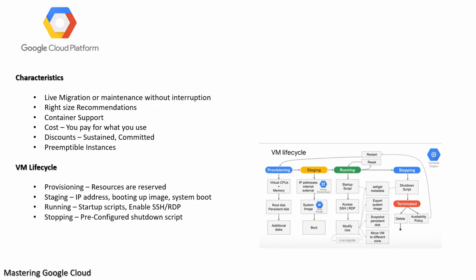It will go through the pre-configured startup script and enable SSH or RDP. While the instance is running, you can do a live migration of your VM to another host in the same zone, or you can move your VM to a different zone, take a snapshot of the virtual machine's persistent disk, and export the system image, and that's how you can move to a different zone.